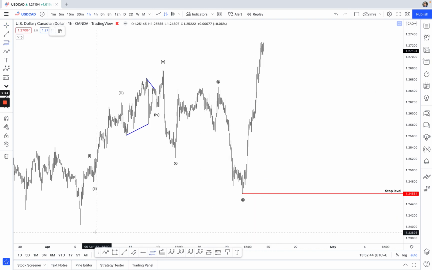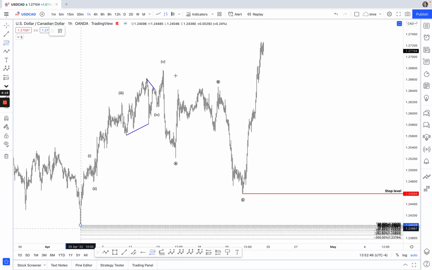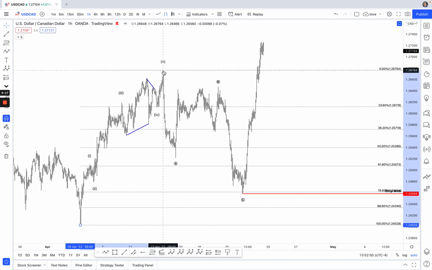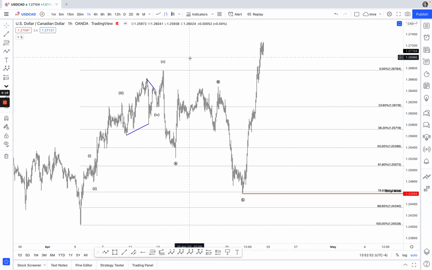In any case, once we have 5 waves up and we're looking for that 3-wave corrective decline, what we should always be looking to do is to draw our Fibonacci retracement levels over this completed wave. So I'm going to, as you can see, I've drawn my retracement levels from the low at 124.02, really 03 if we round up the last 2 pipettes, and then up to 126.76 to the upside.